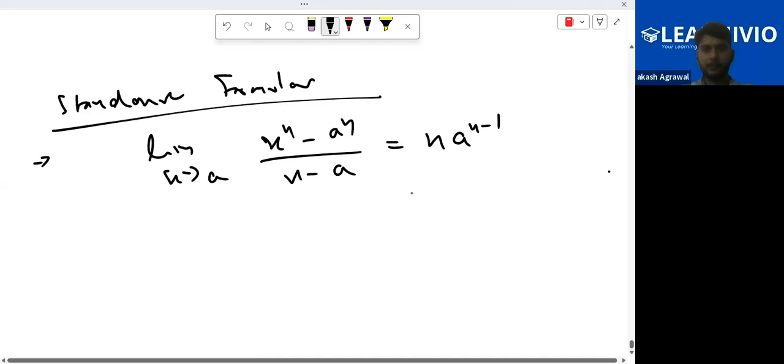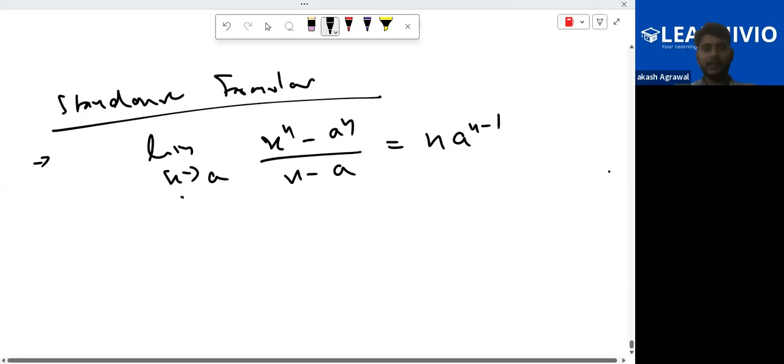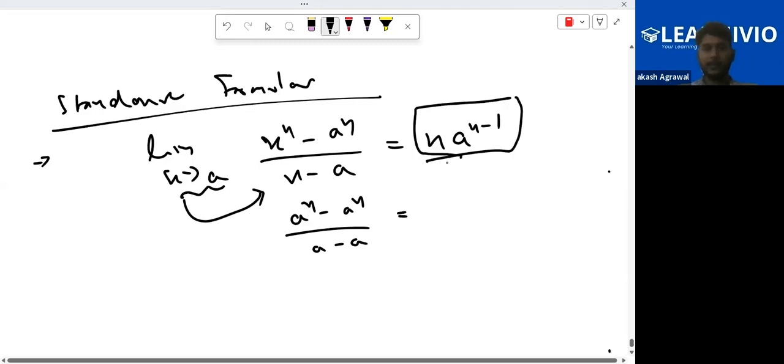We have x, a, and power n. In the numerator, we have x to the power n minus a to the power n divided by x minus a. And if x is tending to a, if you use direct substitution, this becomes a to the power n minus a to the power n upon a minus a, which is 0 upon 0, not very good for us. So you can use this formula directly.